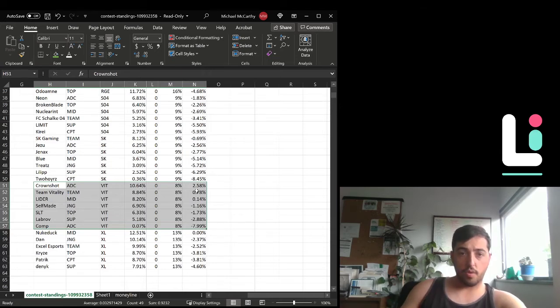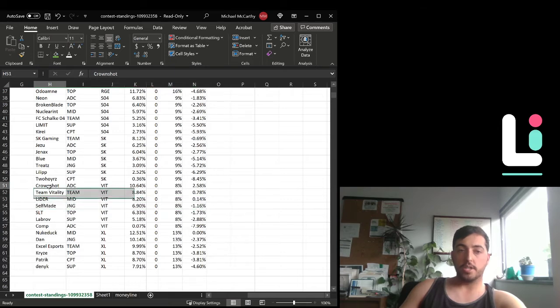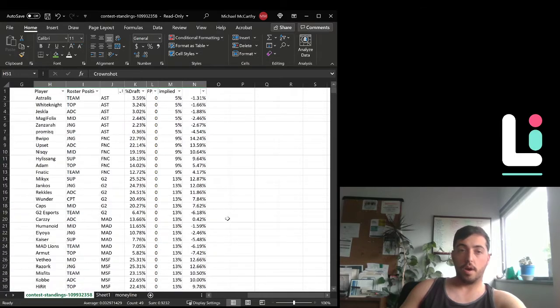Yeah, so Vitality's right around where you'd expect them to be. Crown Shot coming off of a good performance, I think. That's not surprising. That is a substitute. Labrav, that's whatever. Leader and Self-Made right around where they should be. So this means most people think that the line was relatively accurate, and they like the upside of Vitality in a match against Mad Lions. Mad Lions is a good team to beat generally for DraftKings reasons, so I totally understand why that is at that level.